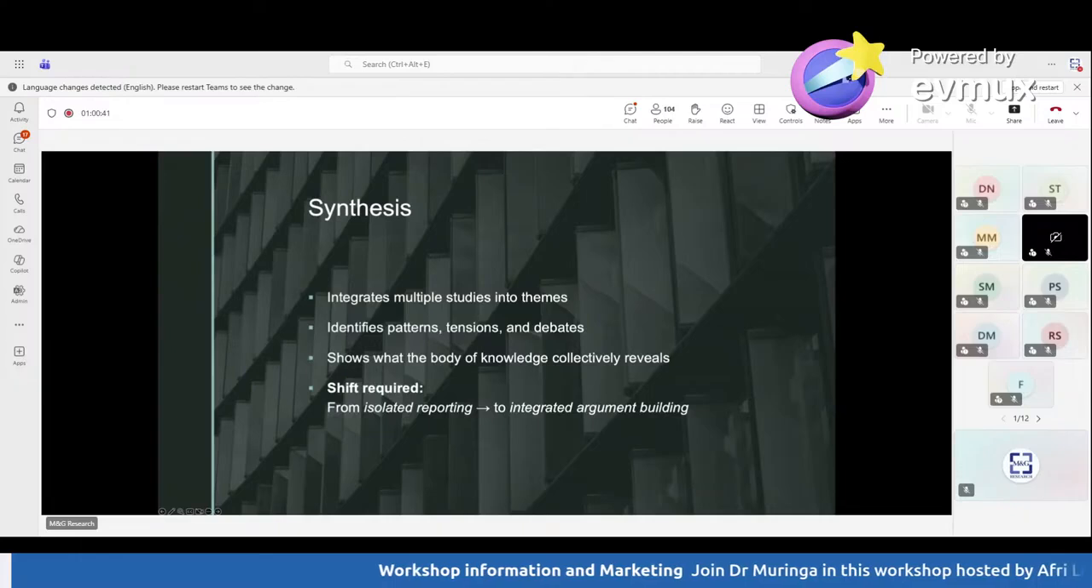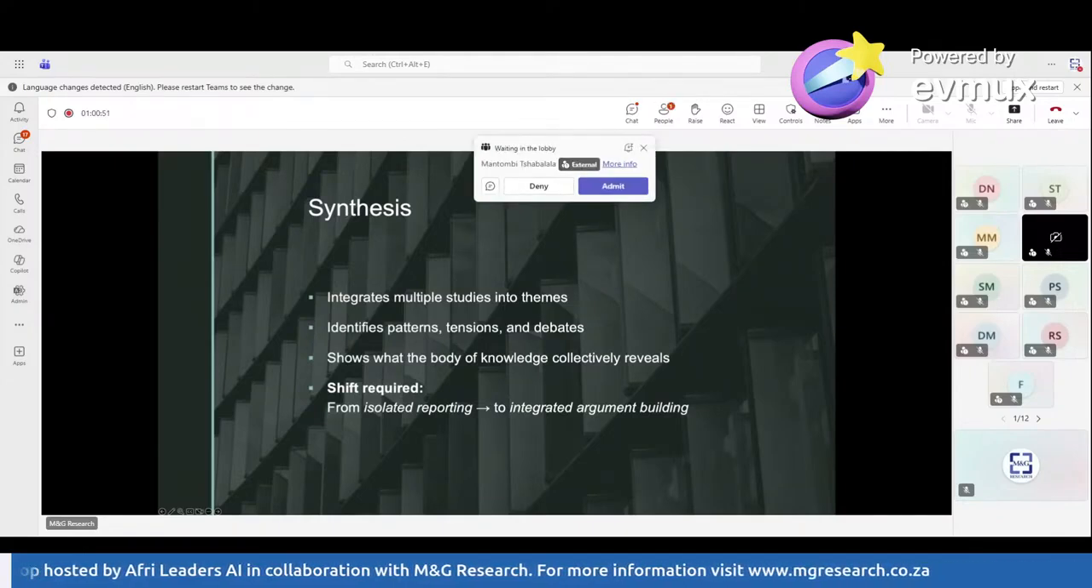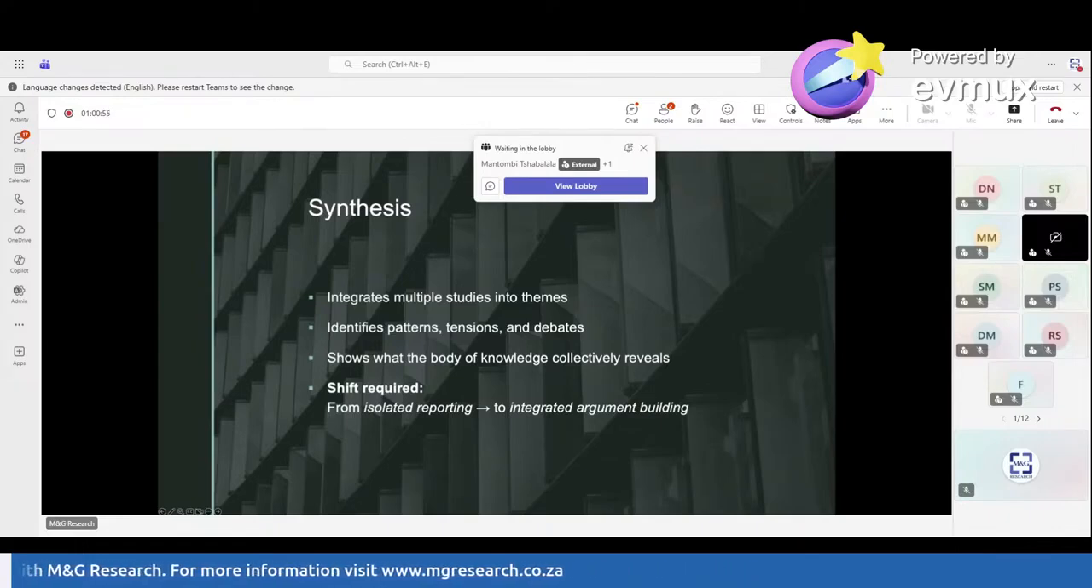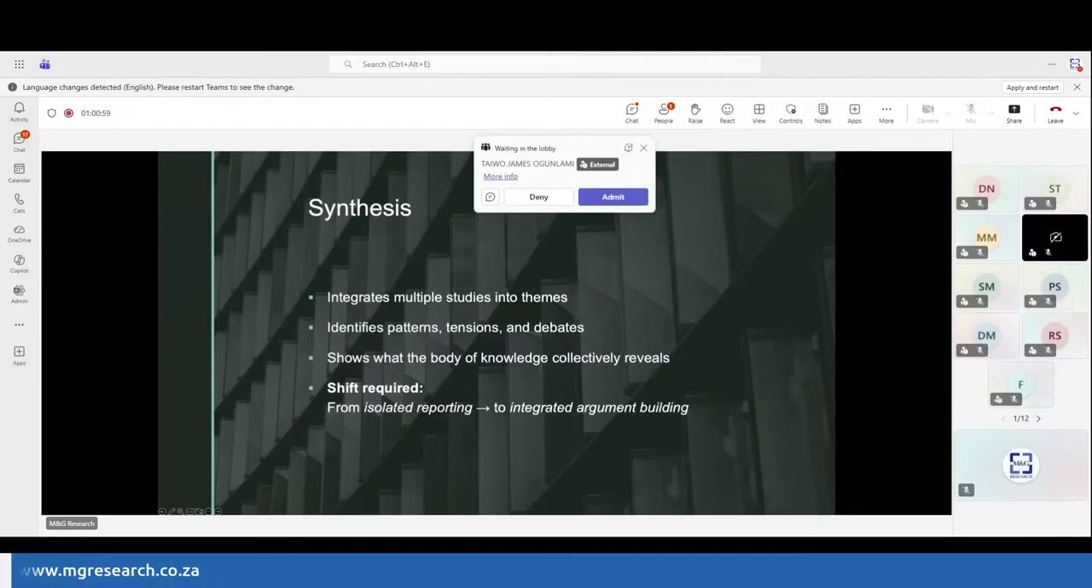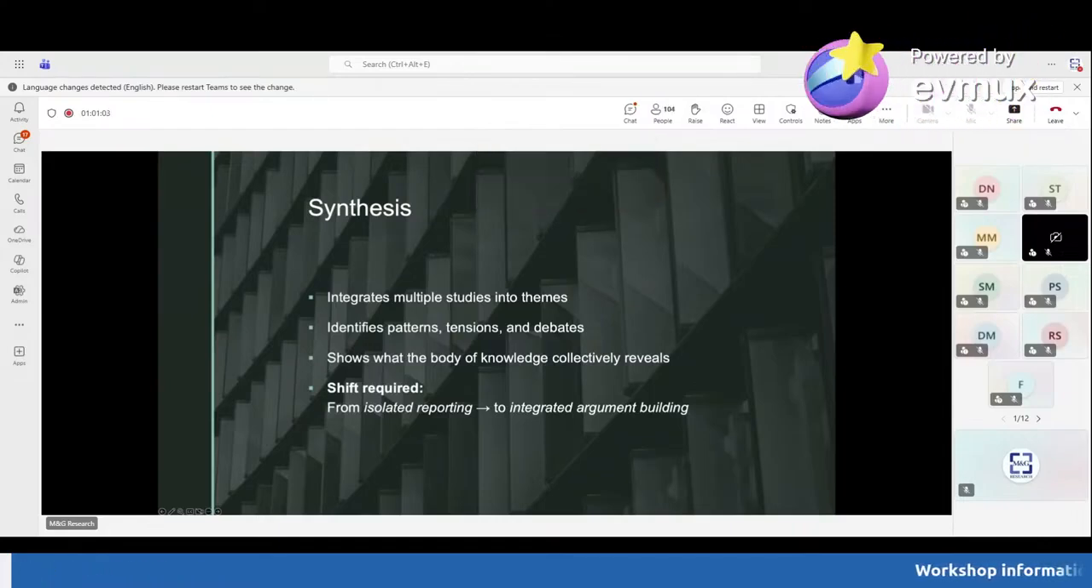So we're saying a shift is required. You're moving from isolated reporting of individual studies to reporting integrated arguments and building an argument for your study. So you're building a strong case, and this strong case is building on your key research questions, right? So that's a synthesized literature review, right?